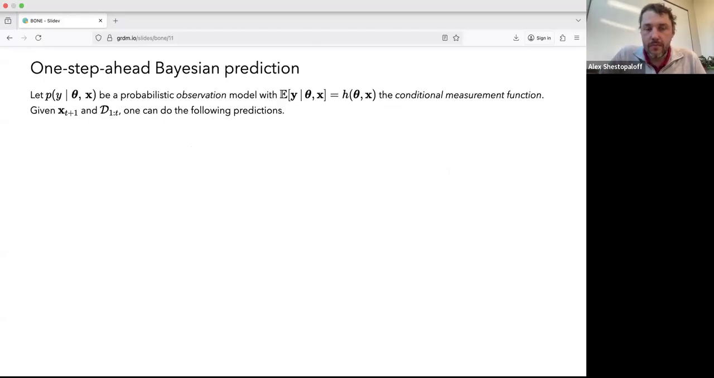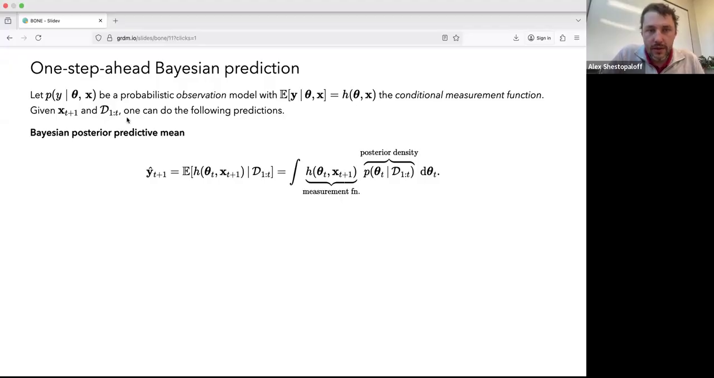Okay. So now let's talk a little bit about one step ahead Bayesian prediction. Another thing you could do once you have the model learning going. Let's start again with this observation model, and this is the conditional measurement function, which we've seen before, and given x t plus 1, we can do a bunch of predictions. So this is basically an elaboration on the previous slide, where there we showed the structure of the predictions over time, and here we actually look at how the predictions are done over time. So this is a computation of a posterior predictive mean, where y hat is computed as an expectation of this measurement function with respect to the posterior density that we have available to us up to that time.